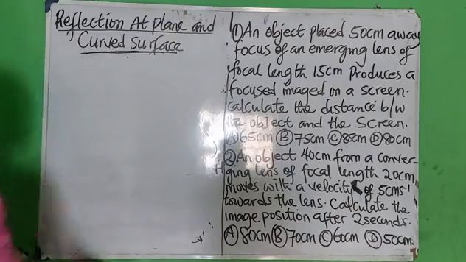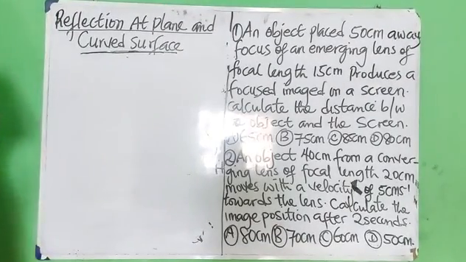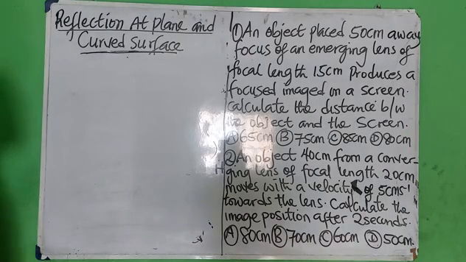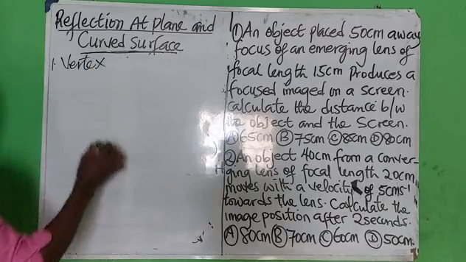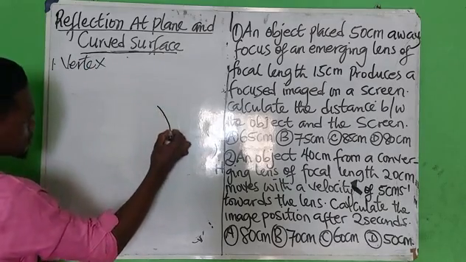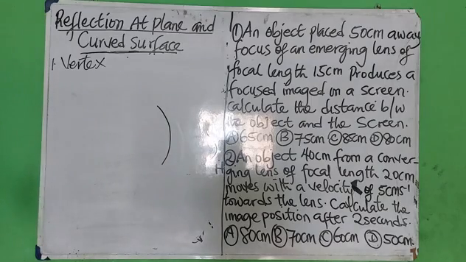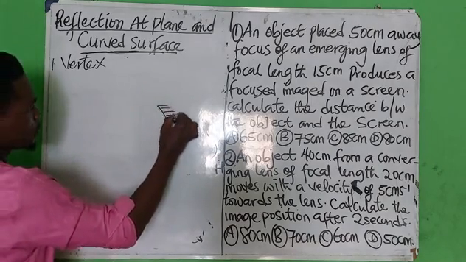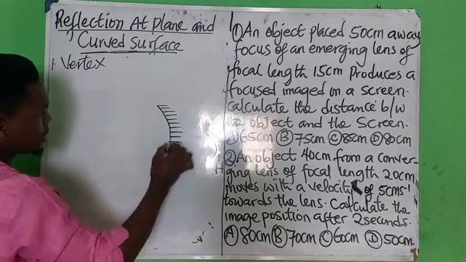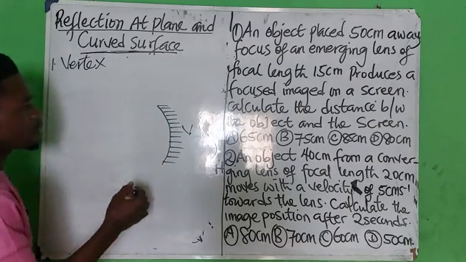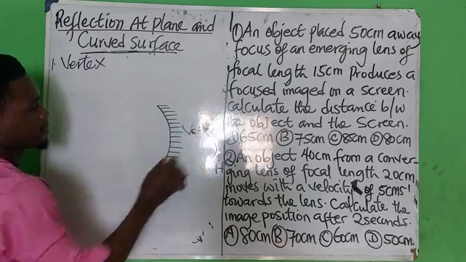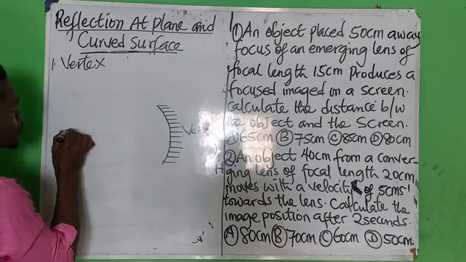The next one is different terms associated with curved mirrors. You have one, the vertex. If I have a surface such as this, let me use a convex mirror. The middle surface of this mirror is called the vertex.